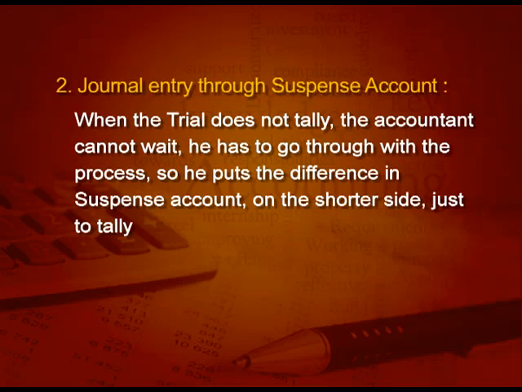Now, coming to the second way, that is journal entry through suspense account. When the trial does not tally and the accountant cannot wait, he has to go through with the process of accounting. So, what he does is, he puts the difference in a suspense account, that is on the shorter side, just to tally the trial.